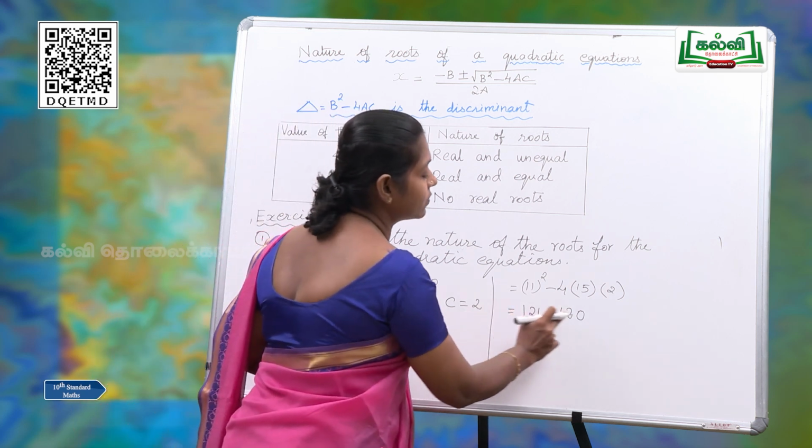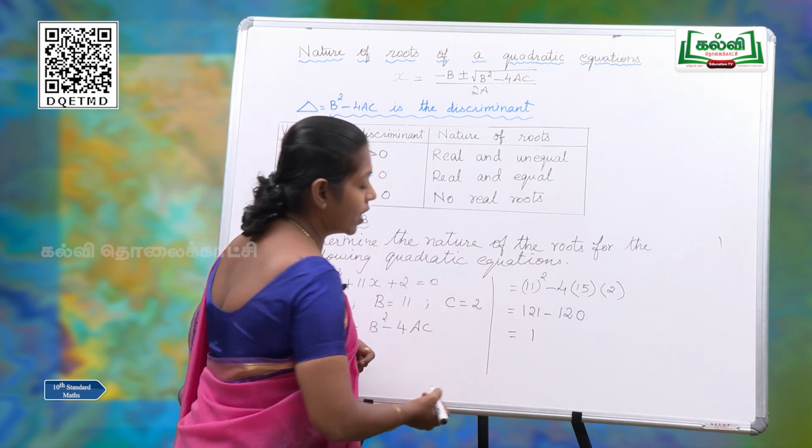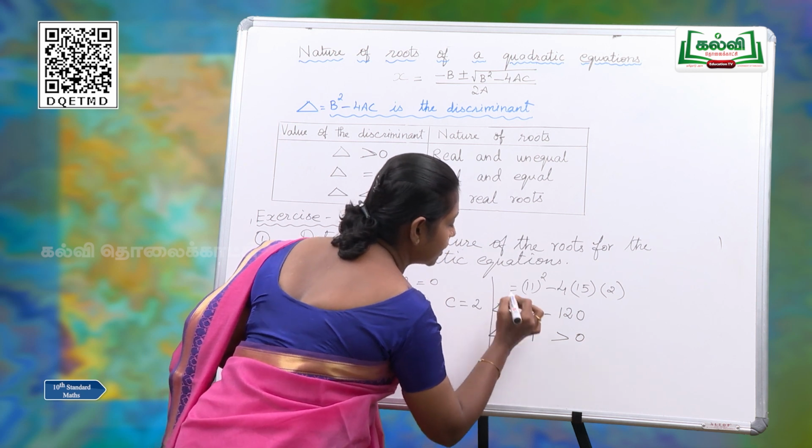Right. 121 minus 120, this is what? 1. Now, see this, 1 is greater than 0. That means the discriminant value is what?